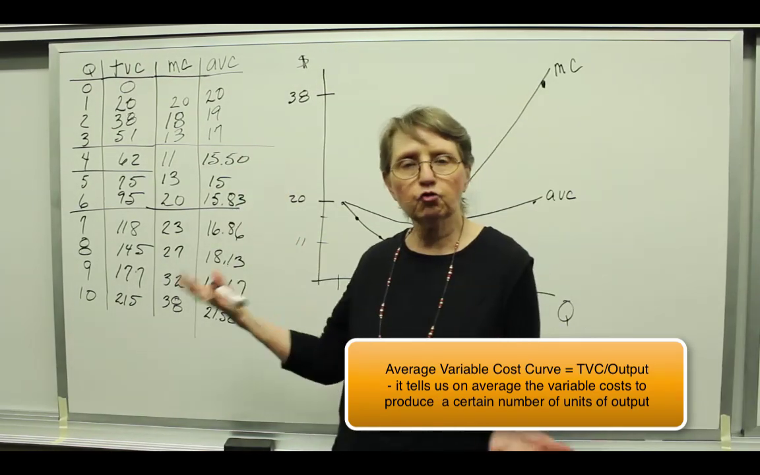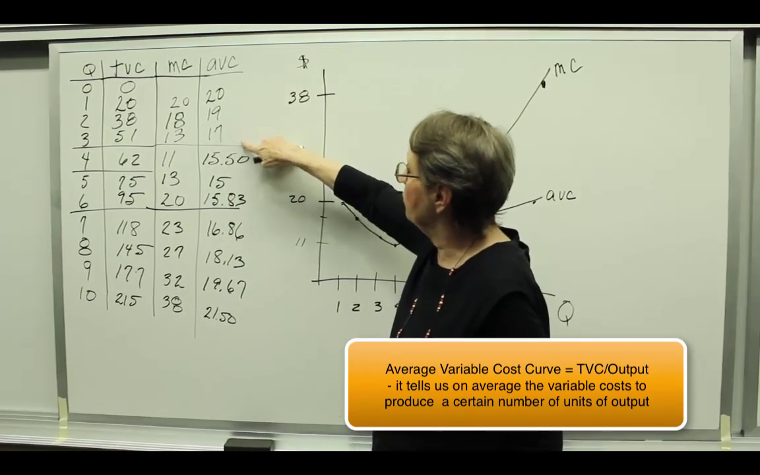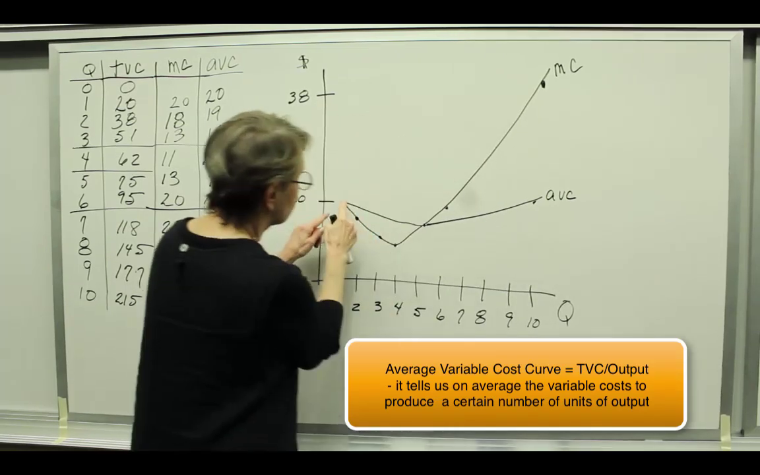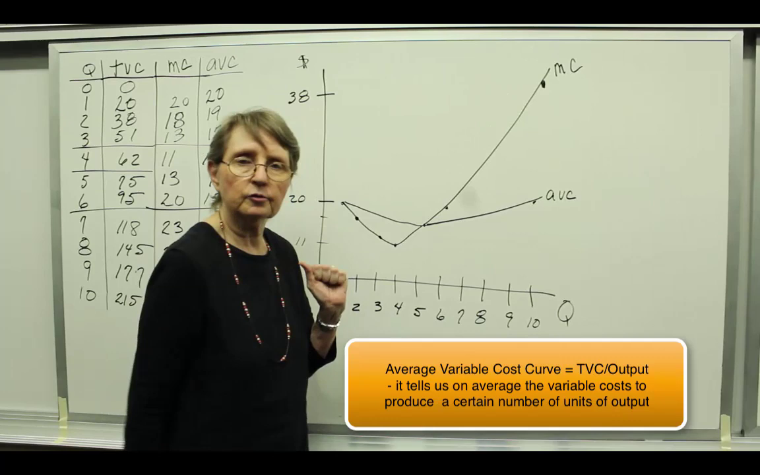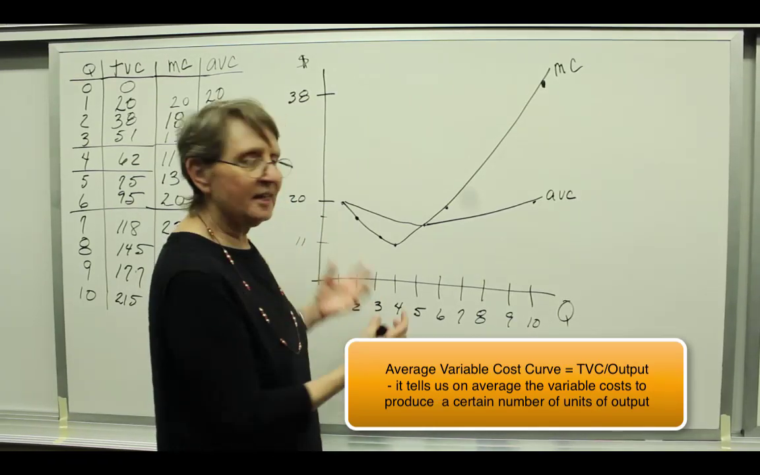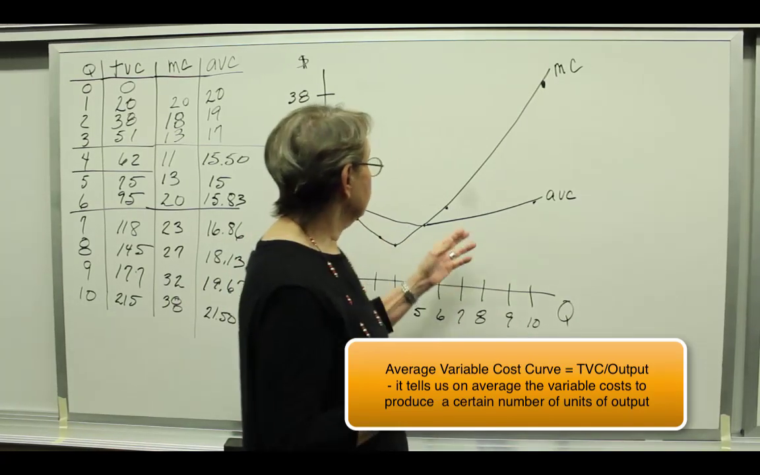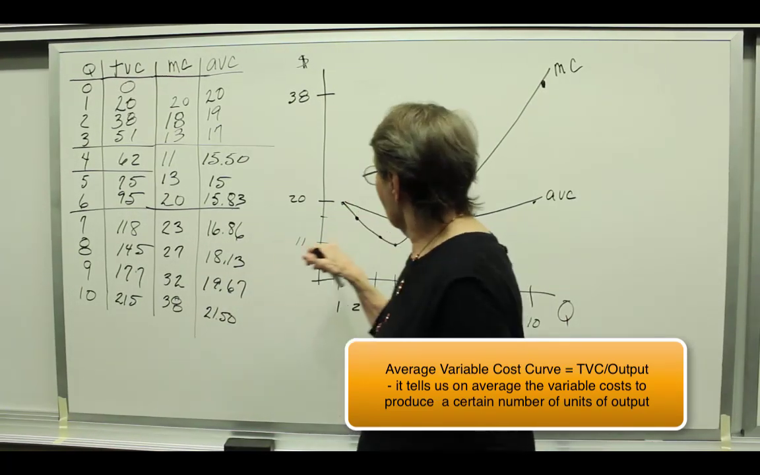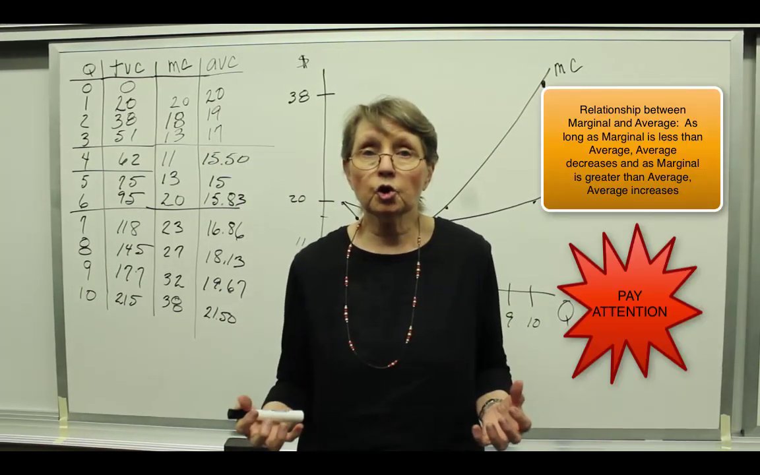Okay, so if we draw our average variable cost curve, you can see it decreases, decreases, decreases, and then it turns around and starts increasing. And so when we draw it, here it is right here. Here's my average variable cost. And again, we see this relationship that we're going to see over and over and over again, and that is the relationship between marginal and average. And the relationship is always that marginal is in charge.